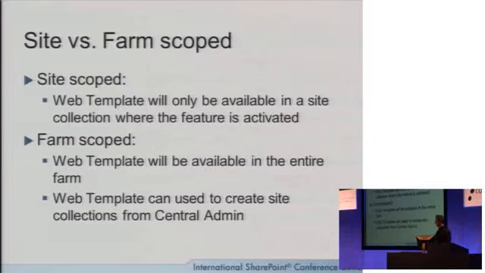So if you, for example, create a template that you want to have available only within a particular site collection, what you have to do is to scope the feature responsible for installing the web template to site. However, if you want to create a web template that should be available within the whole farm, within the whole enterprise, just create exactly the same feature, but then use the farm scope, right? And many people think that if you want to create a site collection from the admin center, you have to have the web template deployed to the farm, otherwise it's not going to appear in the list.